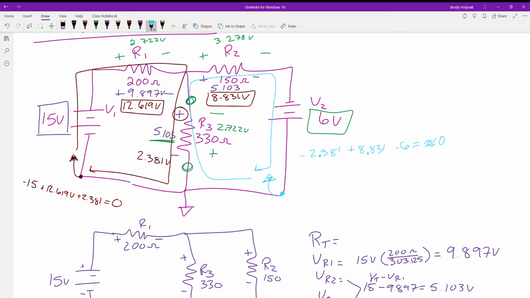And we also have one other loop that we could go through. We could start here and go all the way around on the outside. And again, it still has to be satisfied. So the first thing we run into here is negative 15. We come up a plus 12.619. We come across plus 8.831 minus 6. We're back to where we started. What does that equal?